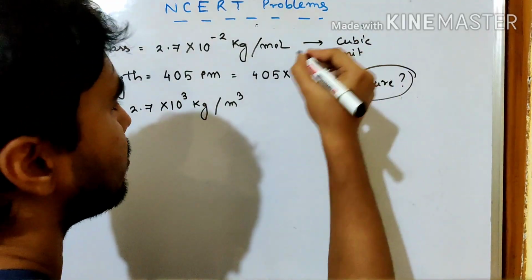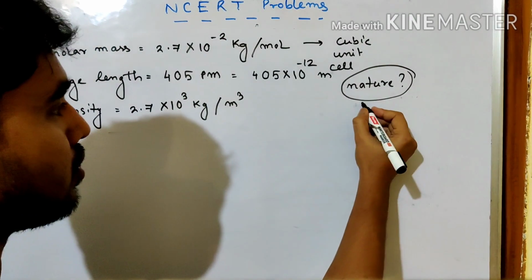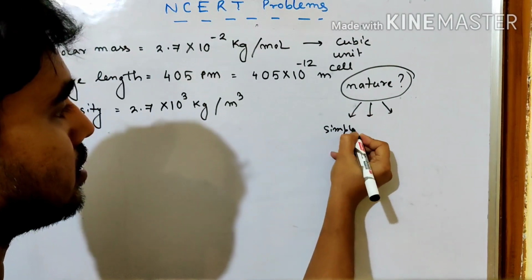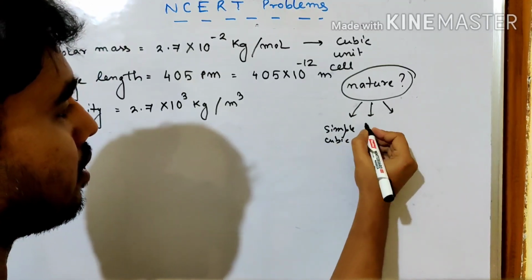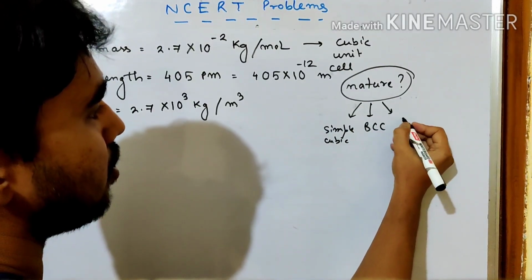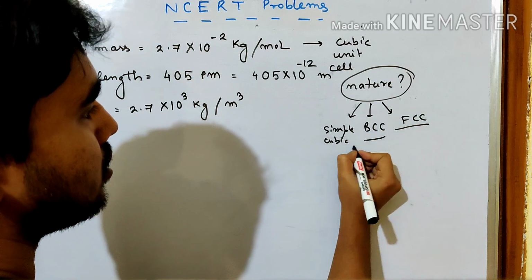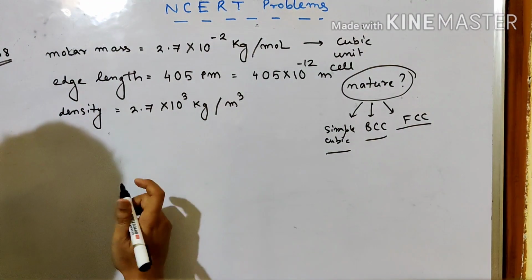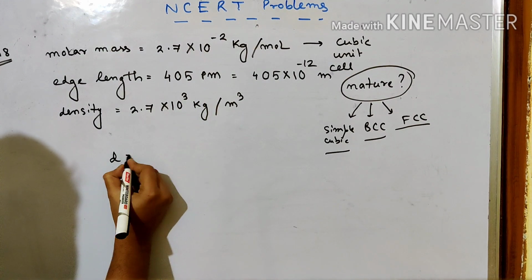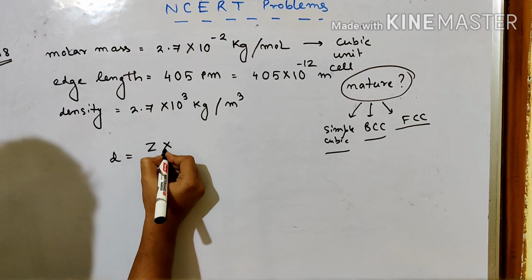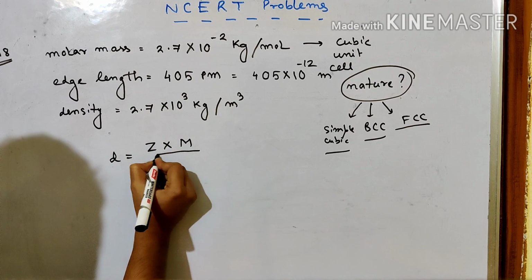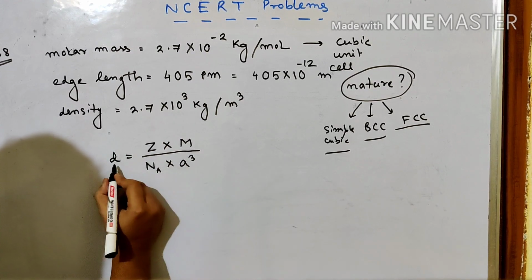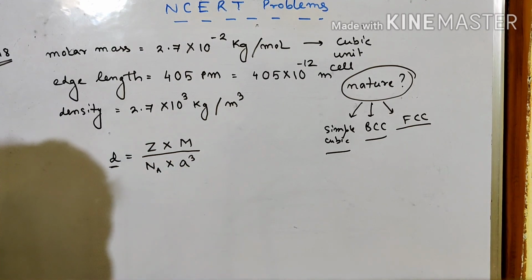What is the nature of the unit cell? When the nature is asked, we are finding out whether it is simple cubic, whether it is BCC, or whether it is FCC. So these we are trying to find out. That means we are basically putting all the values into this formula, that D is equal to Z into M divided by NA into A cube. This formula is already known by us, D or rho, whatever you can write.